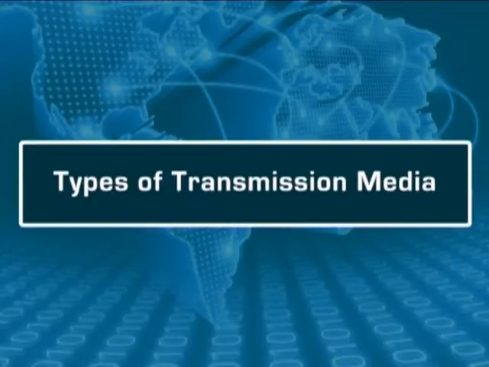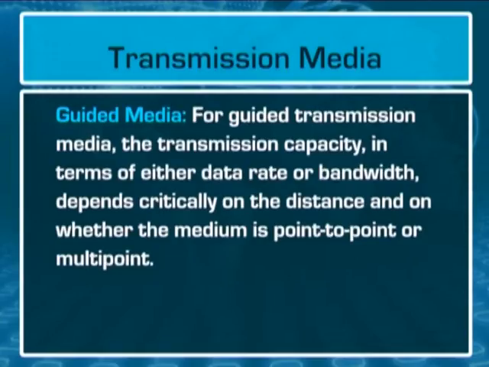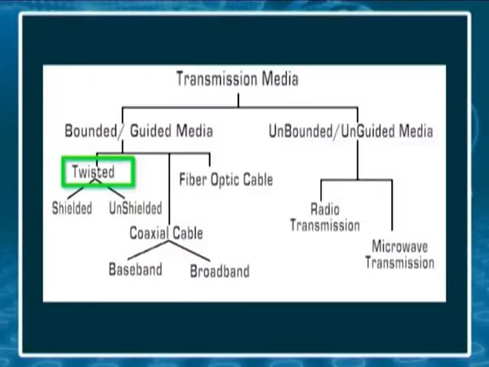Next is types of transmission media. The transmission media is categorized as number 1, guided media. For guided transmission media, the transmission capacity in terms of either data rate or bandwidth depends critically on the distance and on whether the medium is point to point or multi-point. The 3 guided media commonly used for data transmission are twisted pair, coaxial cable and optical fiber. Let us now learn about twisted pair.